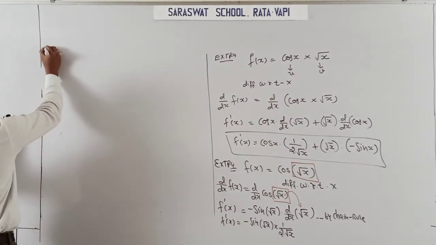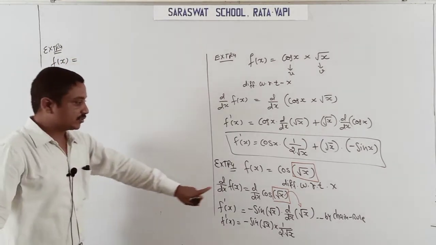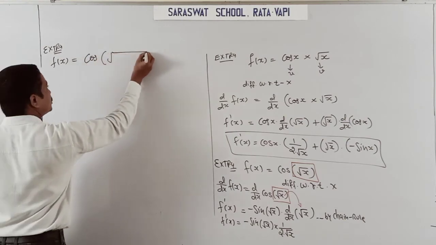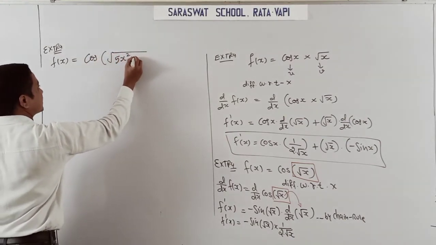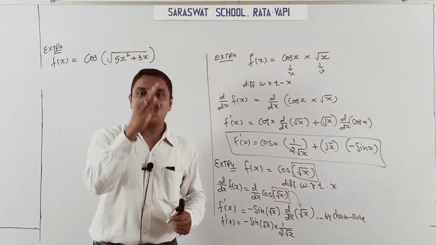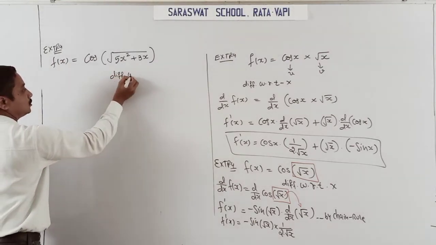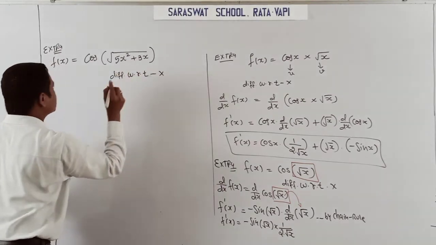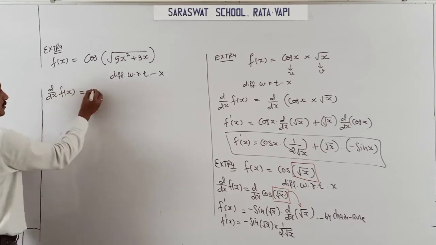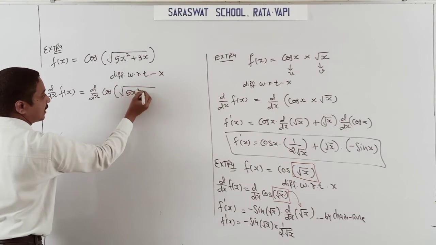So the extra question continues. I show you the same question, students, with just a little change. Cos of root, same. Here I am showing 5x square plus 3x. It means there are three functions I give: cos, root and the internal function. Same apply. Differentiation with respect to x. So d by dx of f(x), and here d by dx of cos, same, and that is.